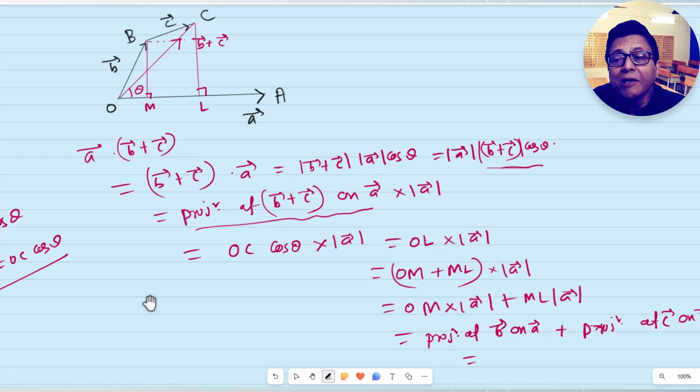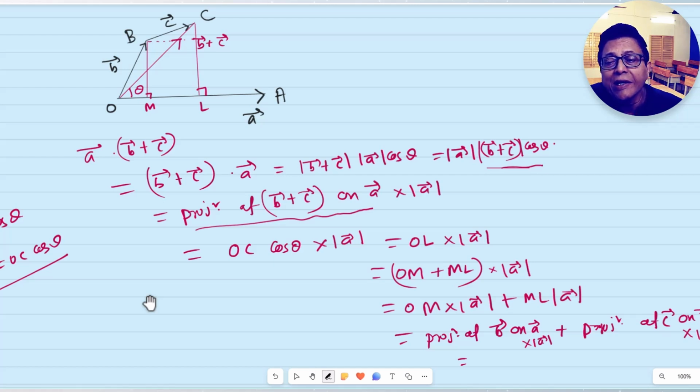But the projection of B on A, this formula is mod B, mod A, cosine of the angle between them. If you don't write the cosine of the angle, simply we can say that by definition, projection of B on A is going to be, there is projection of B on A and mod A also, no? Mod A multiplied with it. Here also, mod A multiplied with it.